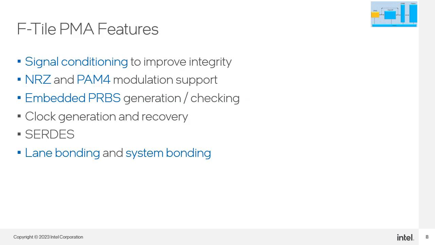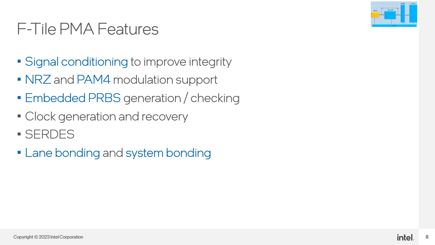So the F-Tile PMA has all of the features expected in Intel FPGA transceivers. There is signal conditioning control for improving signal integrity that can be set manually or automatically. There is support for both NRZ and PAM4 modulation, the same as on Intel FPGA E-Tiles. The PMA contains embedded PRBS logic for debugging. There are PLLs for generating clocks for TX operation and for recovering clocks during RX operation. The SerDes supports converting between serial and parallel data of different supported widths.